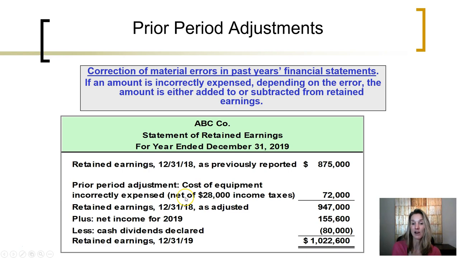The impact of that error, net of taxes, was a $72,000 increase to prior period income. Thus, it is showing here as an increase to retained earnings. Again, this is a concept that is beyond the scope of an introductory level accounting course. It is more of an intermediate accounting concept. However, it is being introduced to you here so you're aware of why there might be a prior period adjustment reflected in a corporation's statement of retained earnings.